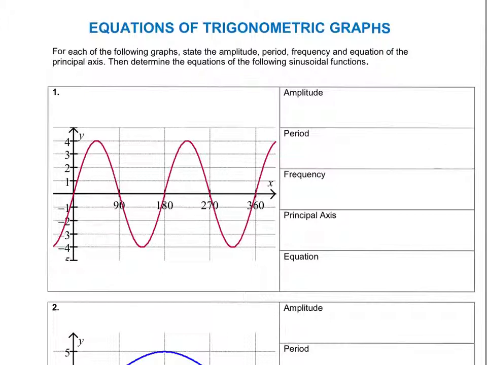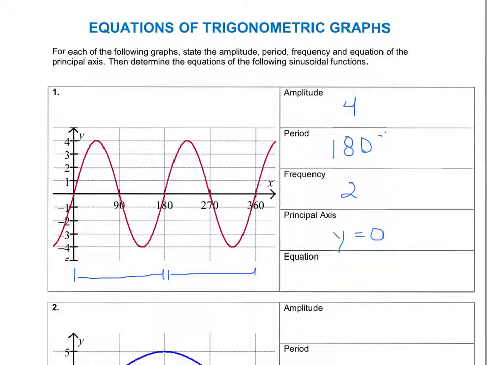So when you fill out the information, you find out that the amplitude is 4, that it takes 180 degrees for one complete sine function to make its way around in a full cycle. You notice that there are two cycles in 360 degrees. That's the frequency. So from here to 180 and then 180 to 360. And the principal axis is 0.